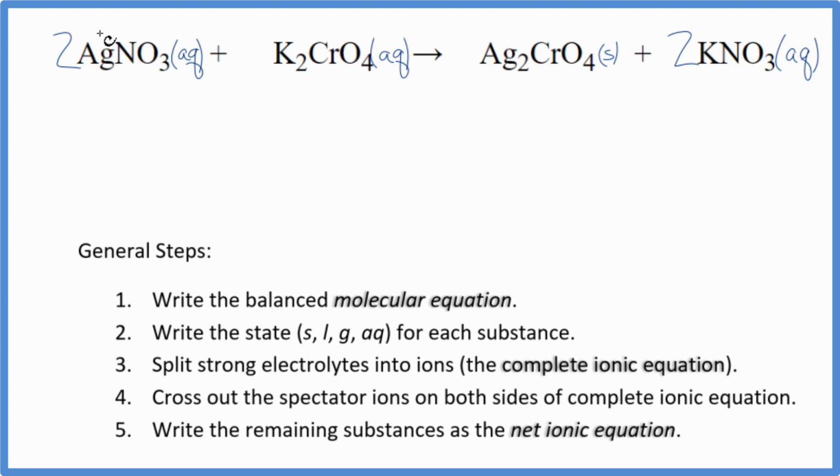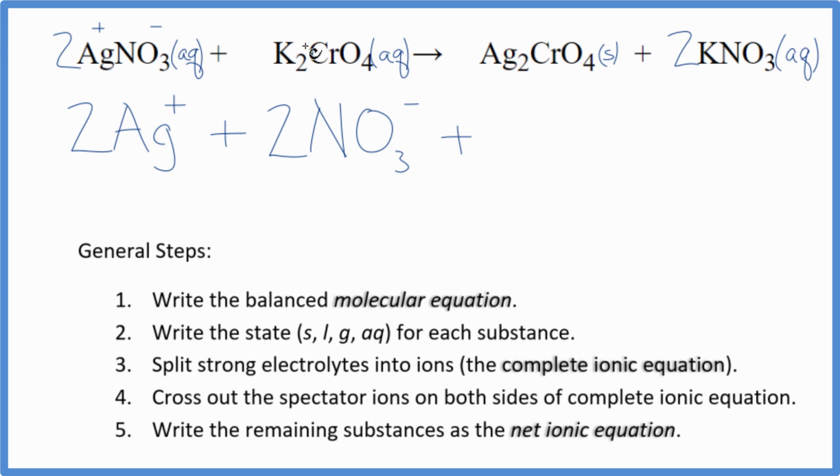Silver is always going to have a 1+ charge. The nitrate always has this 1- on the whole thing. So we have two silver ions, that's Ag+. I'll write the states later. Let's not do that now. And then I have two of the nitrate ions, NO3-.